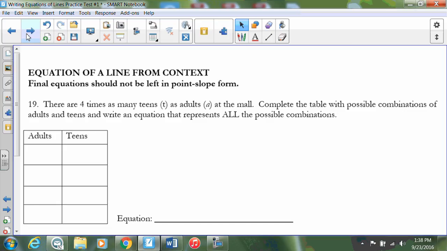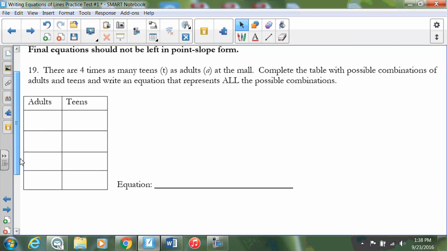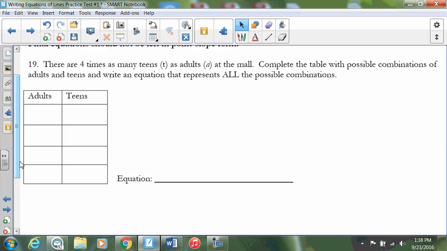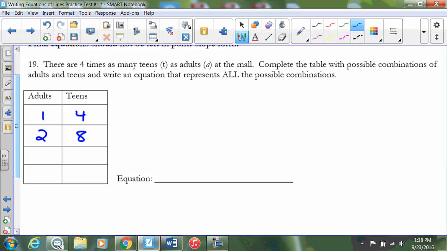All right, equation of a line from context. There are 4 times as many teens as adults at the mall. I think that's pretty accurate. Okay, complete the table with possible combinations of adults and teens and write an equation that represents all the possible combinations. So if there's 1 adult at the mall, okay, that would be a slow mall, but then there would be 4 teens at the mall, right? If there are 2 adults at the mall, there are 8 teens at the mall. If there are 3 adults at the mall, 12, 4 adults, 16.